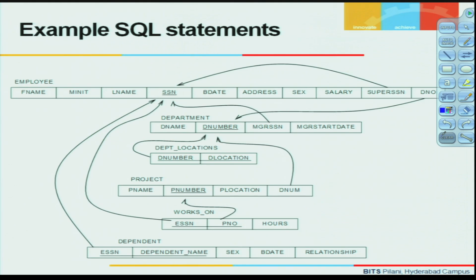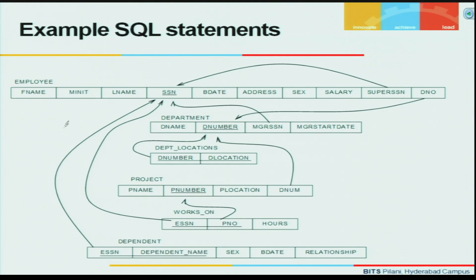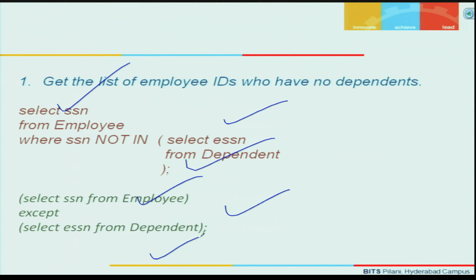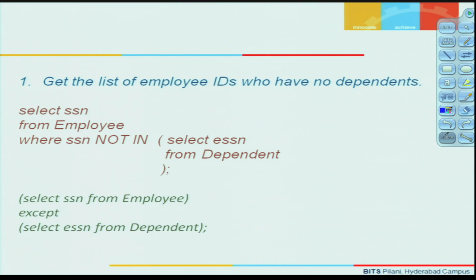Okay, now let us have a look at some example query statements written in SQL to extract or retrieve data from this company database. You have the employee table, department, location, project, works on, and dependent. So, now we will try to write some queries based on this. The first requirement is that we need to get the list of employee IDs who have no dependents.